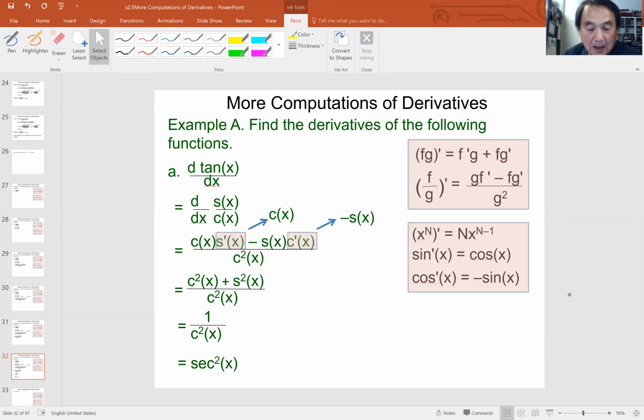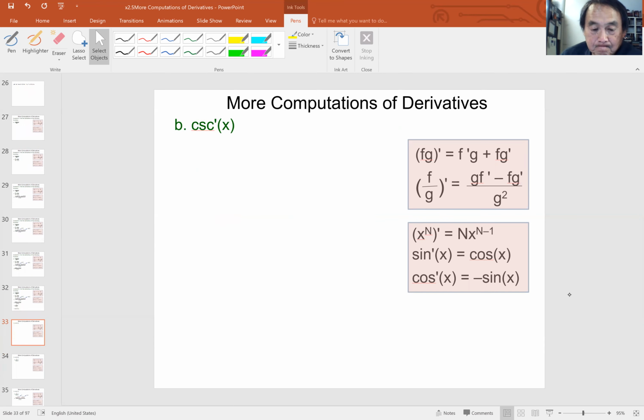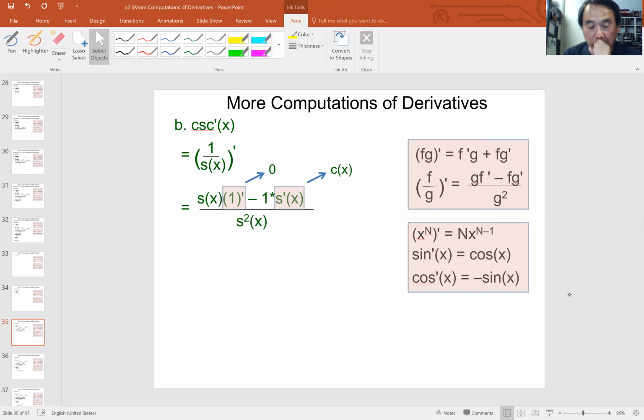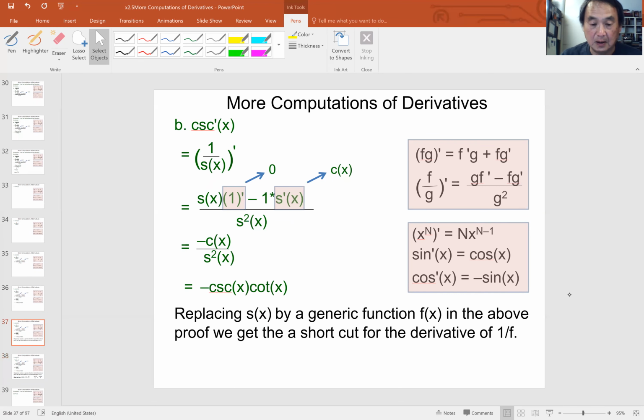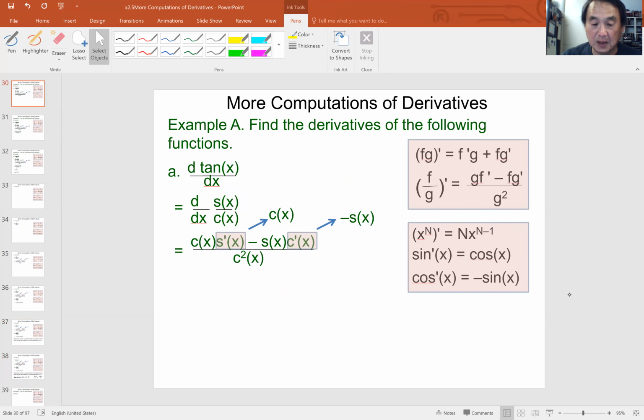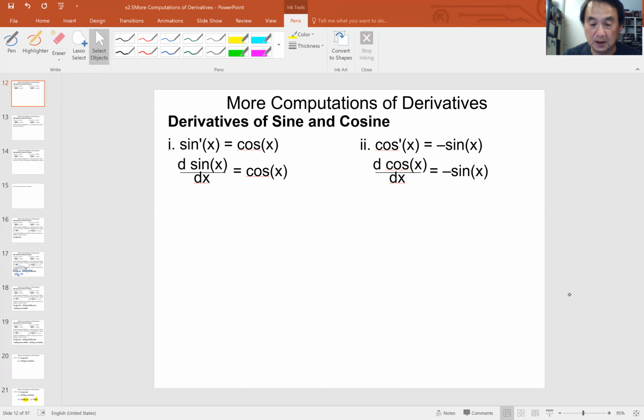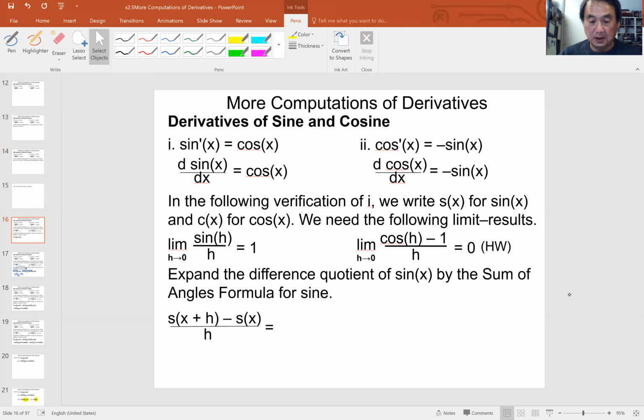And then you get the derivative of tangent is secant squared. Similarly for cosecant, we use the quotient rule, and I will obtain the formula: the derivative of cosecant is minus cosecant cotangent. And I want to point out, let me go back through the list of trig formulas.